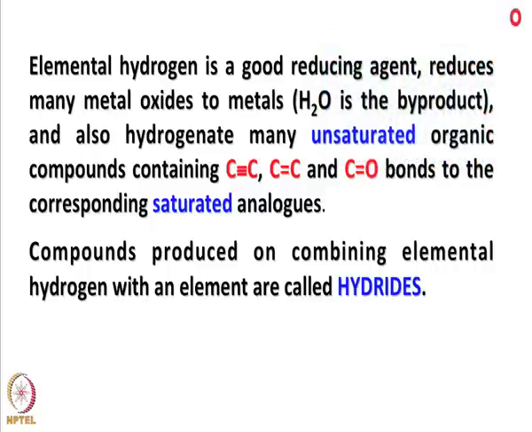Okay. So, elemental hydrogen is a very good reducing agent, reduces many metal oxides to metals. In those cases, water is the byproduct, and also one can use hydrogen for hydrogenation of unsaturated organic compounds such as carbon-carbon triple bond, carbon-carbon double bond, carbon-oxygen double bond, to make the corresponding saturated compounds. Again, in those cases also at room temperature one cannot perform, we have to go for either some hydrogen source or we can perform using homogeneous or heterogeneous catalytic methods.